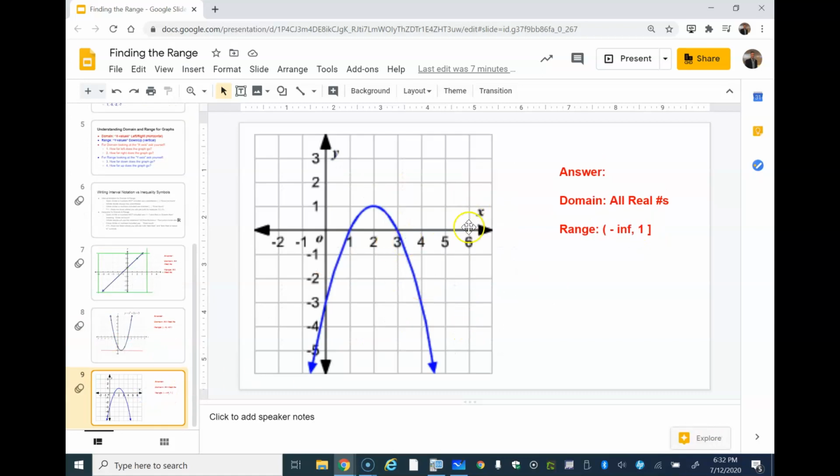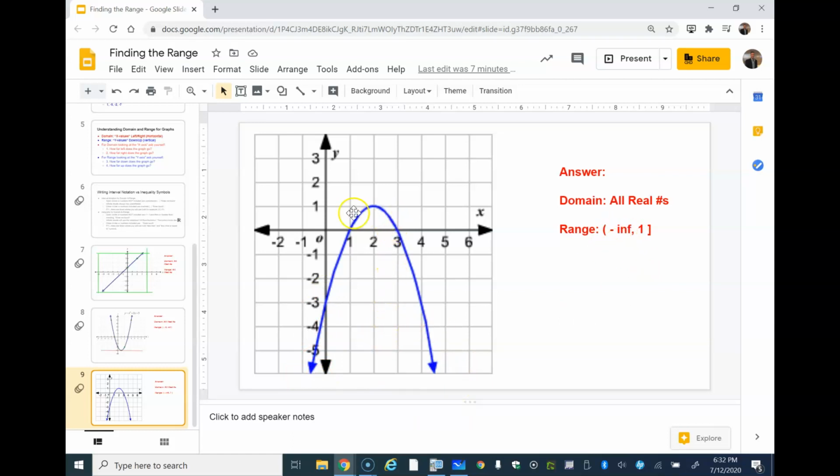So looking at this one again, how far down does it go? So it goes down. Look at these arrows here. It does not stop at -6, so we're not going to put -6 as far as how far down it goes. It goes down forever to negative infinity. That's why I say negative infinity here.